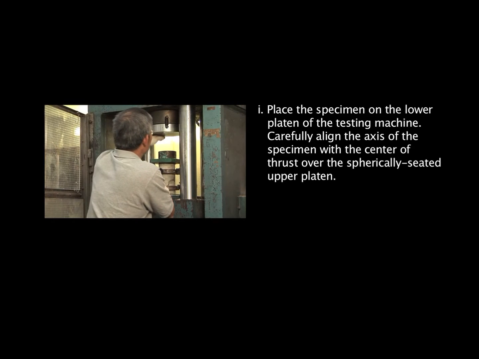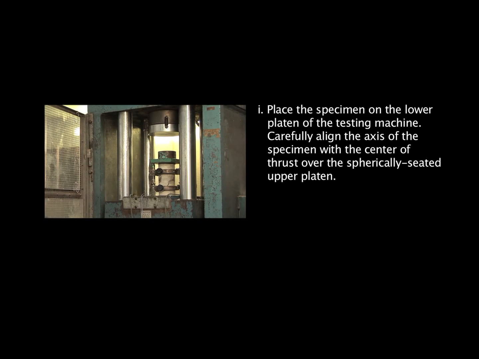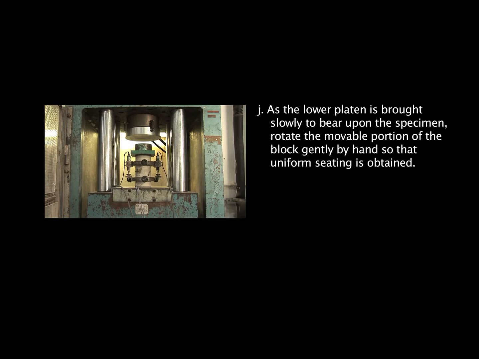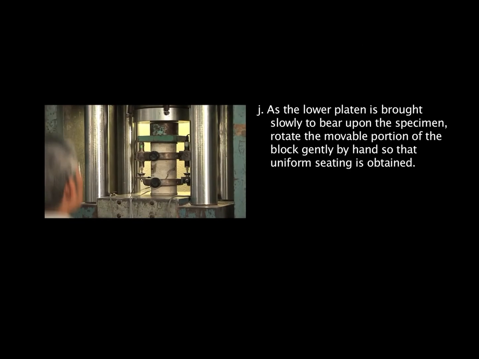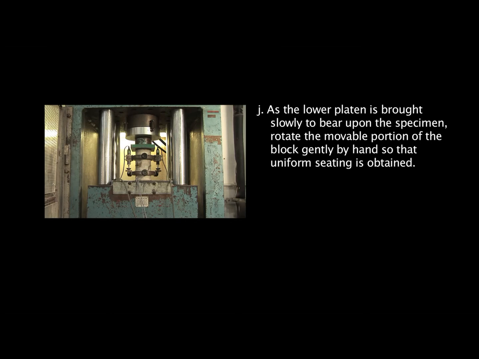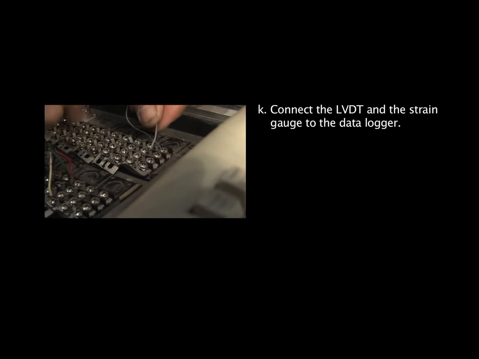I. Place the specimen on the lower platen of the testing machine. Carefully align the axis of the specimen with the center of thrust over the spherically seated upper platen. J. As the lower platen is brought slowly to bear upon the specimen, rotate the movable portion of the block gently by hand so that uniform seating is obtained. K. Connect the LVDT and the strain gauge to the data logger.